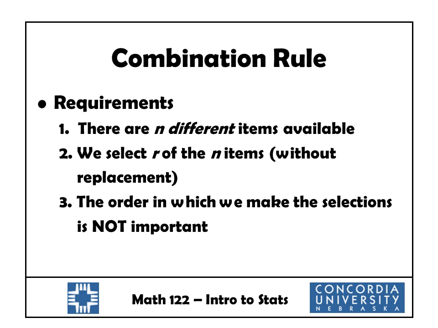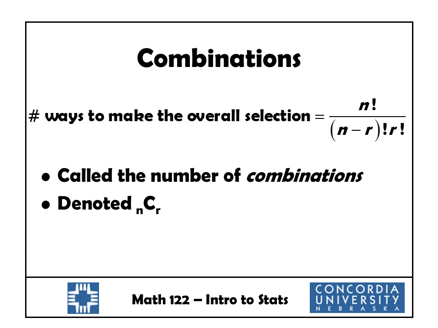A combination problem is any problem that meets these 3 requirements. There are n different items available. Here we have our group of 6 different friends. We are selecting r of the n items without replacement. Here we're selecting 3 of the 6. But thirdly, the difference between this type of problem and a permutation problem is that the order is not important. This problem meets all these 3 requirements, so it is a combination.